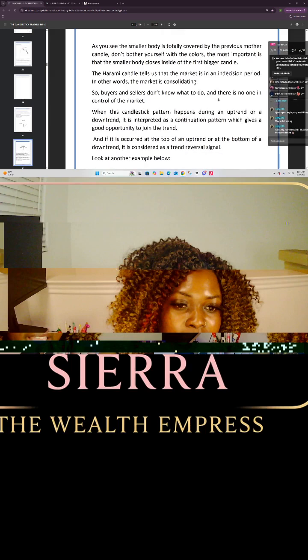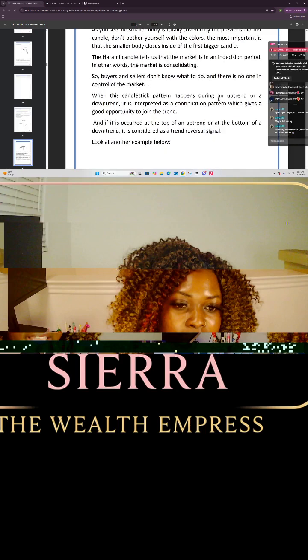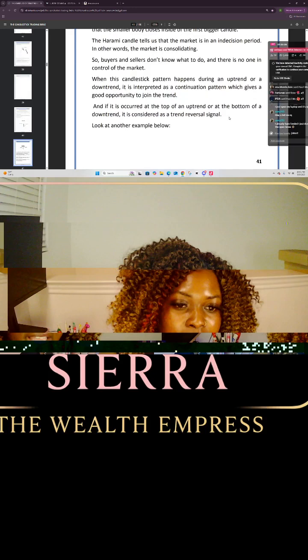The Harami candle tells us that the market is in an indecision period. In other words, the market is consolidating. So buyers and sellers don't know what to do, and there is no one in control of the market. When this candlestick pattern happens during an uptrend or a downtrend, it is interpreted as a continuation pattern, which gives a good opportunity to join the trend. I definitely would not agree with that.